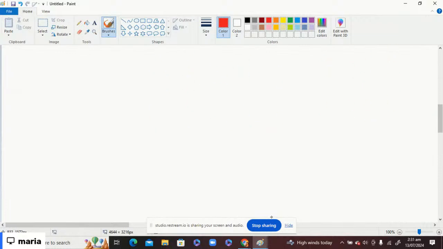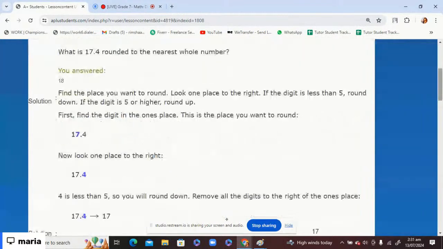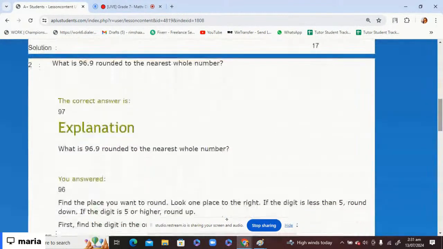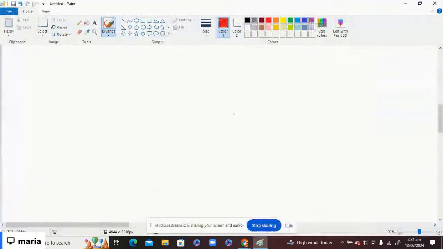So from now, here is some questions that we have done. What is 96.9? Let's check. Look at this number here. Is it greater than 5 or less than 5? Here it's 9. So 9 is always greater than 5. So this 96 can be changed into 97. You are going to add 1.